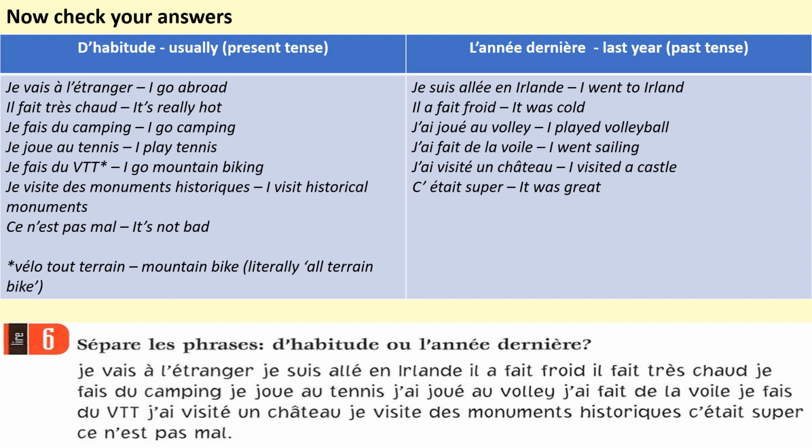Okay, let's look at the last year column, l'année dernière, last year, and the past tense sentences. You had the example, je suis allé en Irlande, I went to Ireland. Next, il a fait froid, it was cold. J'ai joué au volley, I played volleyball. J'ai fait la voile, I went sailing. J'ai visité un château, I visited a castle. C'était super, it was great. Okay, I'm sure you need to pause now to check the details there. Check all your spellings are correct and also that your accents are in the right place.